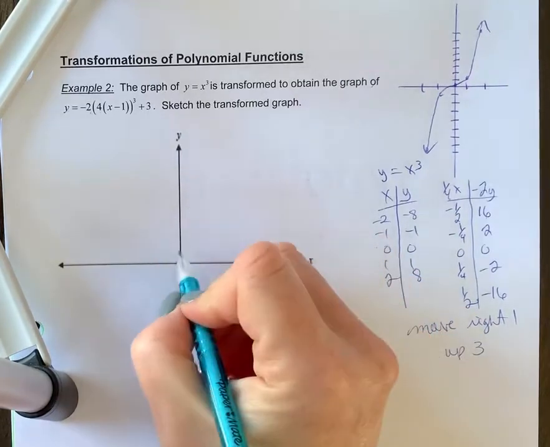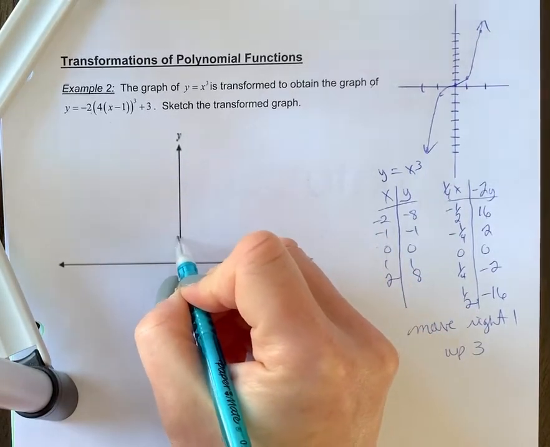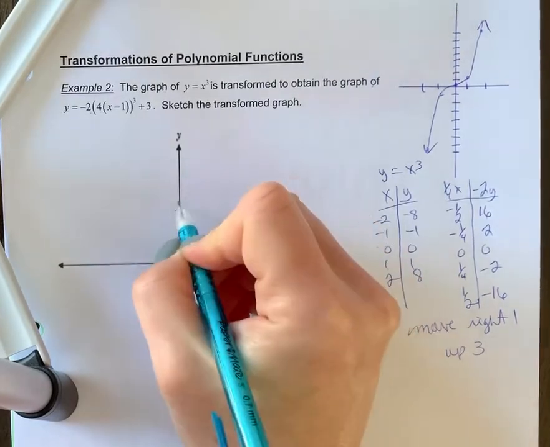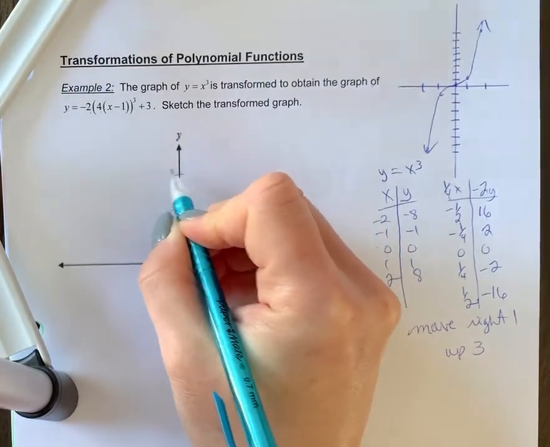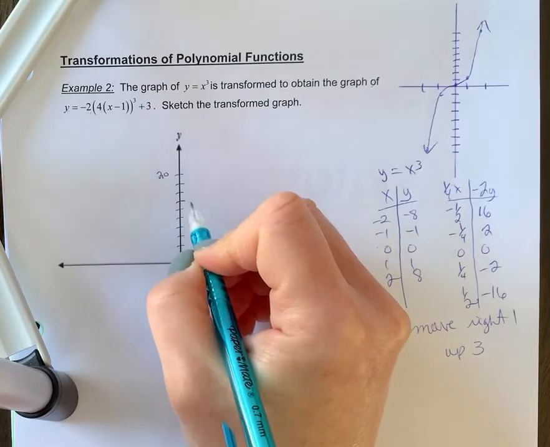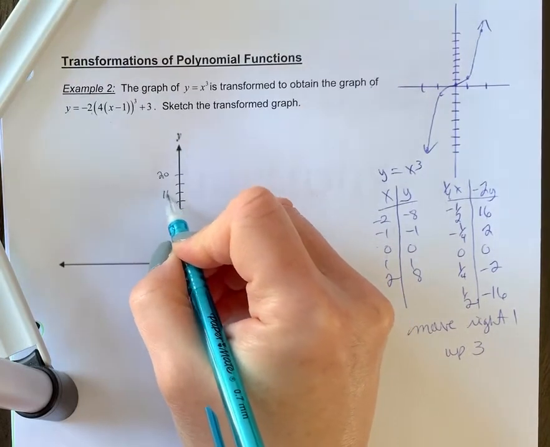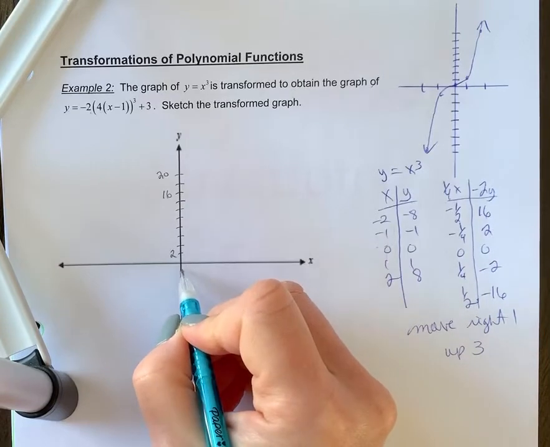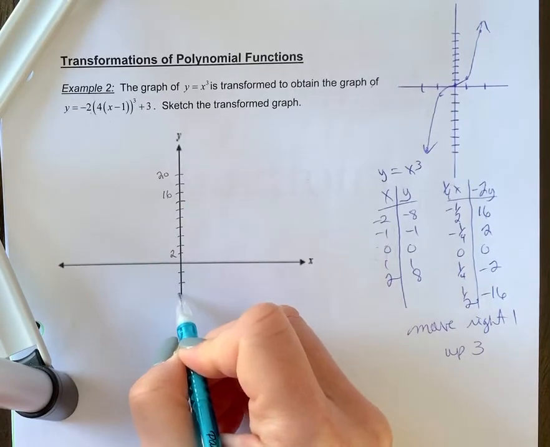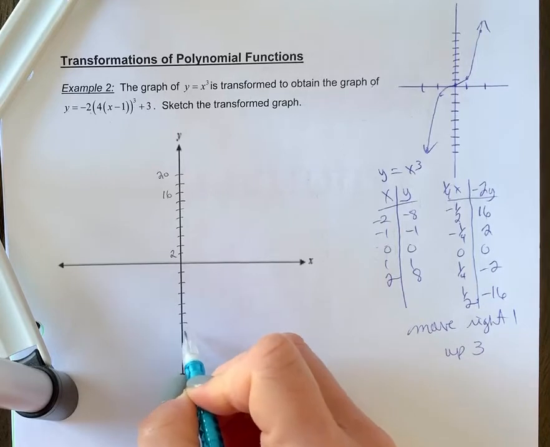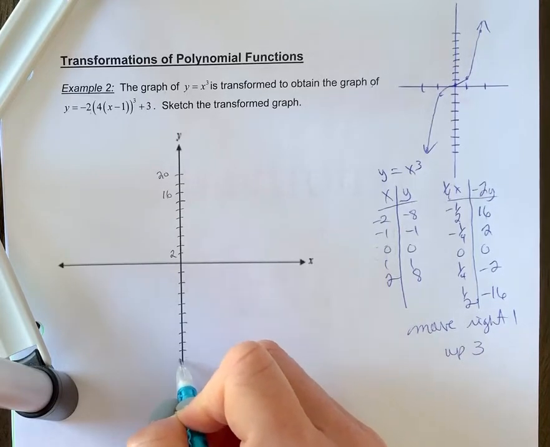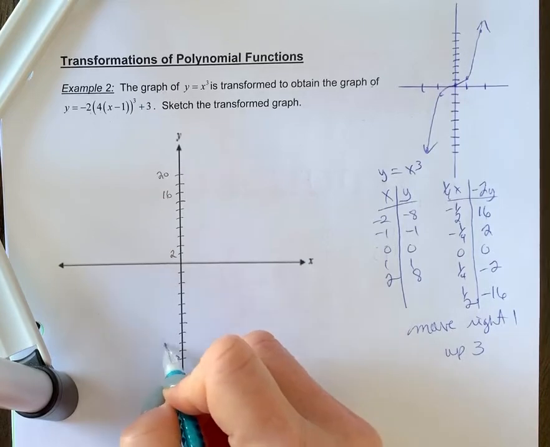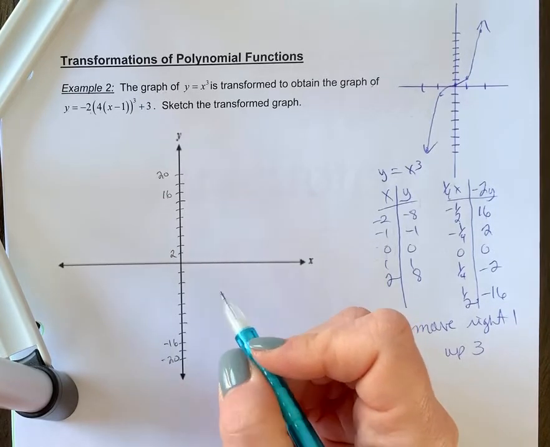So I'm going to count by 2s. 2, 4, 6, 8, 10, 12, 14, 16, 18, 20. 16 is also a key point. And I'm going to put in my scale that I'm counting by 2. We'll do the same down here. 2, 4, 6, 8, 10, 12, 14, 16, 18, 20. So we get to -20 there. And again, -16 is more of a key point.